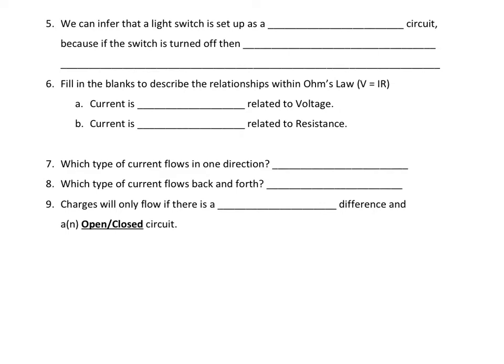Number 4, we can infer that a wall outlet is set up as a blank circuit. Well, I know a wall outlet is set up as a parallel circuit, and I know it's set up in parallel because each outlet provides the same voltage. And I know voltage is constant in a parallel circuit.